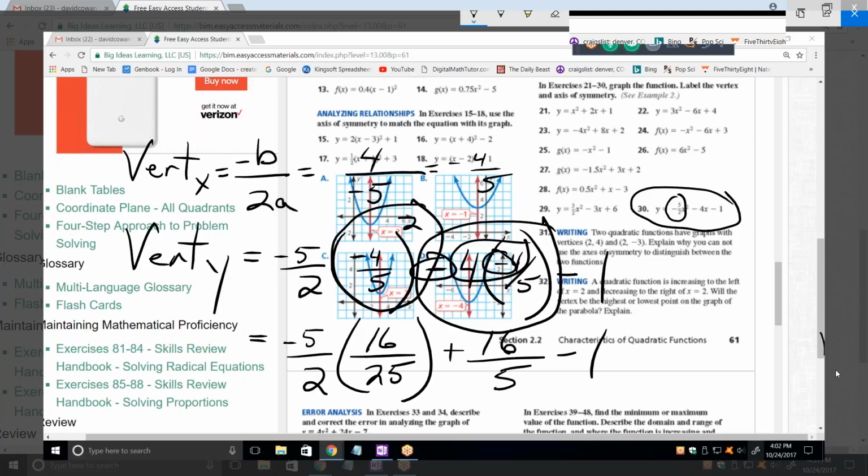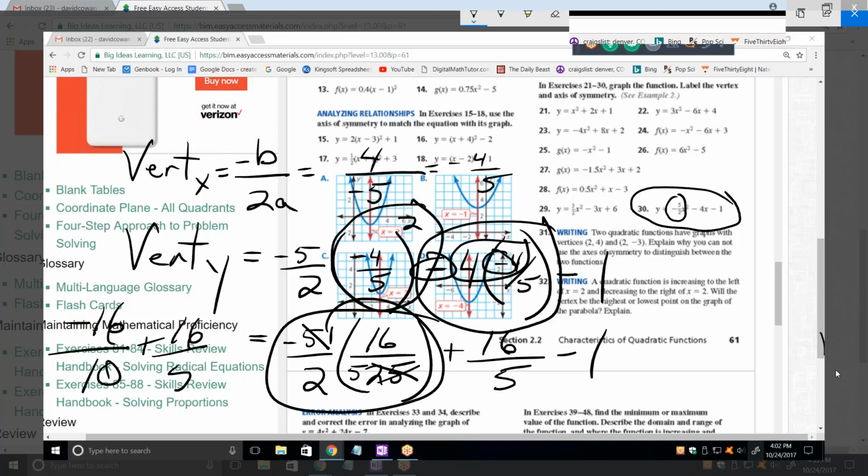Now, let's simplify. That 5 goes into that 25 5 times, leaving a 1 there and a 5 down there. And so what do I have? Okay. I have minus 16 over 10. That's what that is, right? Plus 16 over 5 minus 1. How do I solve that?